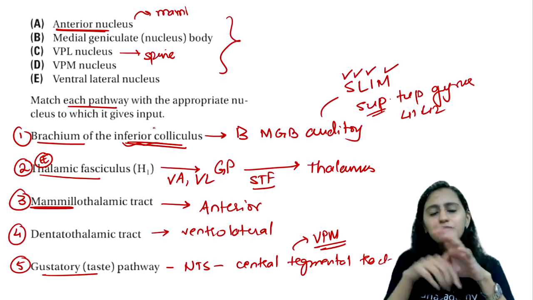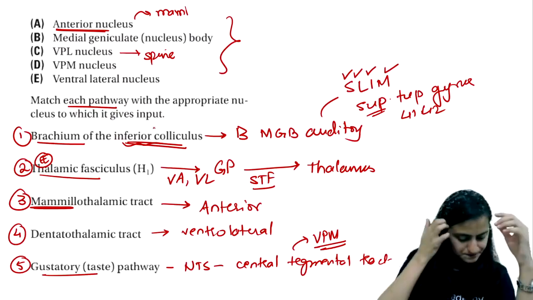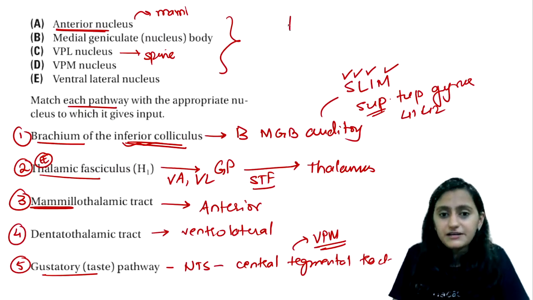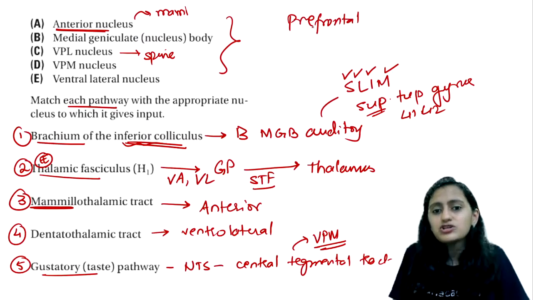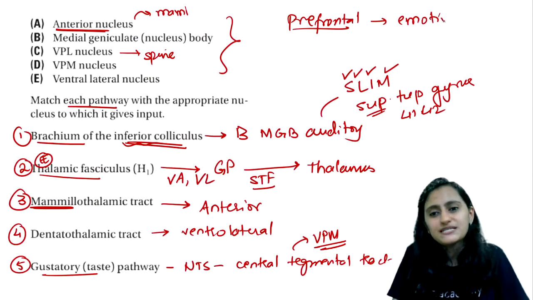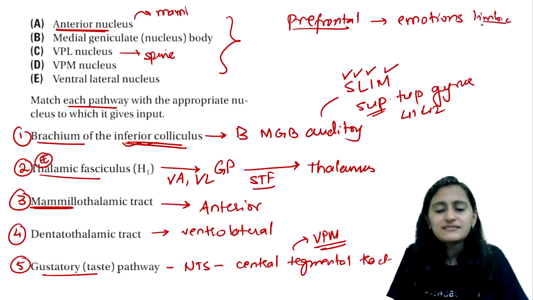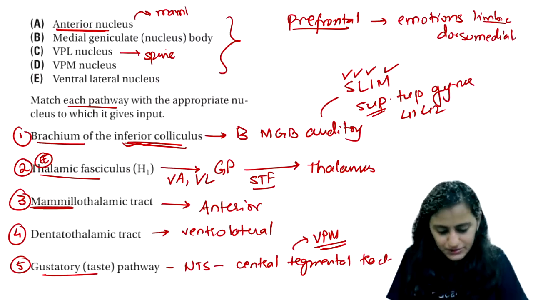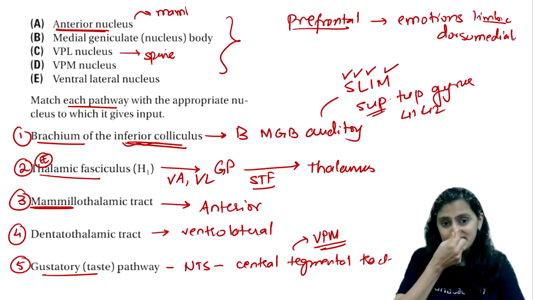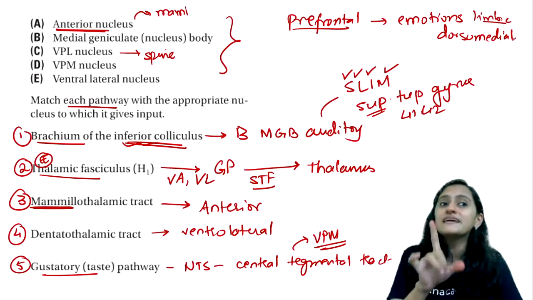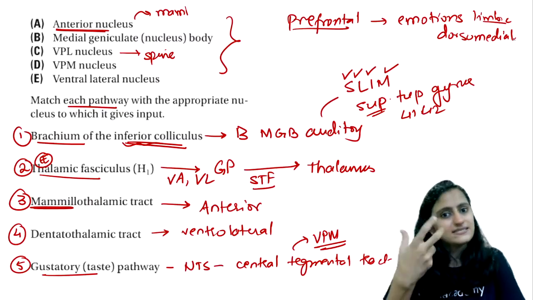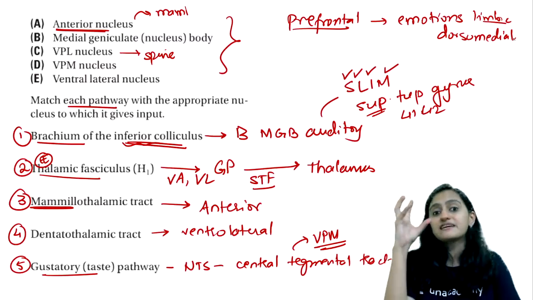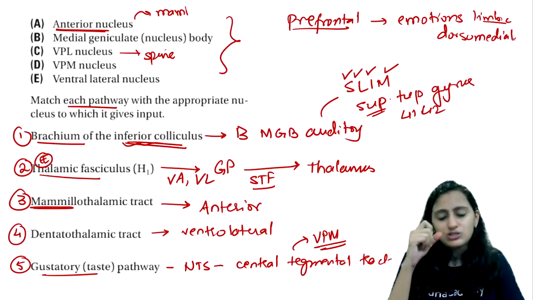Efferents to prefrontal cortex go from which nucleus? We know that prefrontal cortex has a role in emotions. It is connected to the limbic system. So the limbic system one is your which nucleus? Dorsomedial nucleus, right? VA, VL, remember VA is for your premotor and motor cortex. It is the basal ganglia, which is the motor, the movement part. So it is your premotor and motor cortex. I am saying the prefrontal cortex, so that is your dorsomedial nucleus.